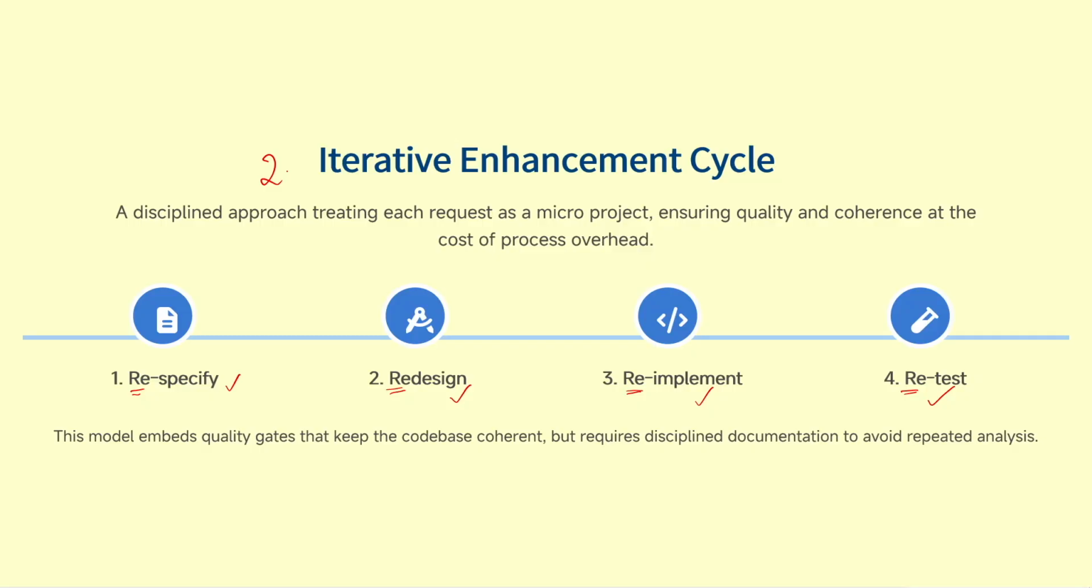Each requested change is considered a micro project, and that micro project is taken for each and every iteration. When the iterations go one by one, you might have developed a very good software at the end. That is the idea. It is trying to keep the code base coherent, but it definitely requires disciplined documentation, because it is not necessary to do repeated analysis.